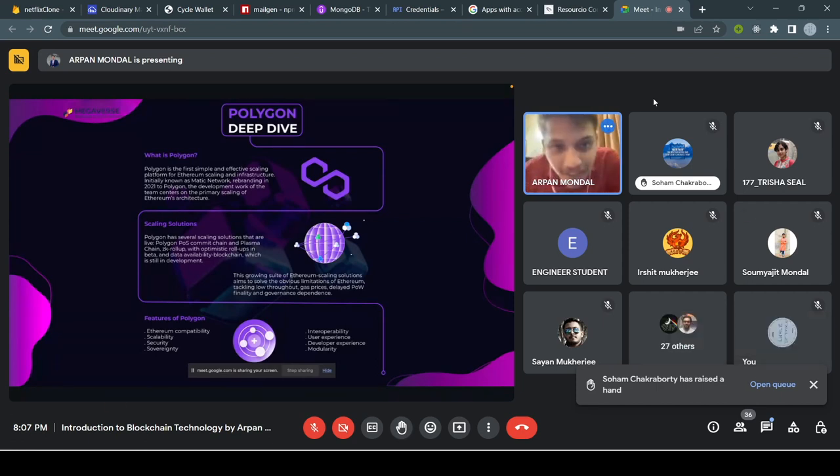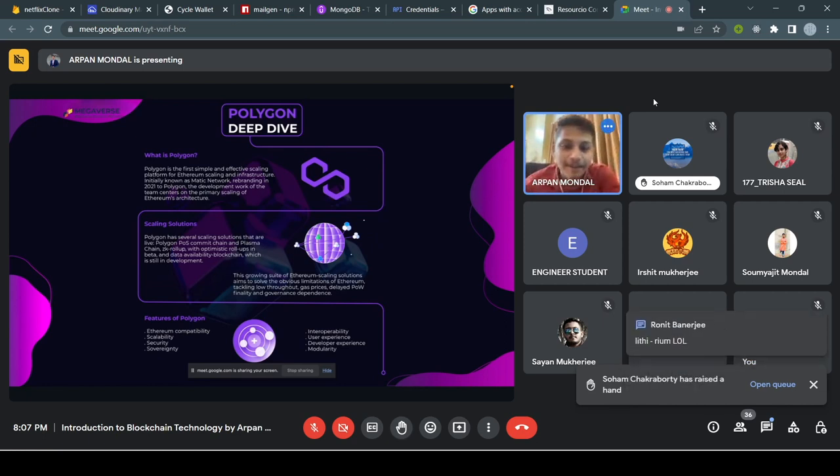Anyways, Polygon was the first simple, effective scaling platform on Ethereum. Now everybody understood what scaling is, right? They built the infrastructure on top of Ethereum, so that's why they call themselves an infrastructure body. This was founded in 2021. Whoever got it will get a free sticker from Solana, not from Polygon.